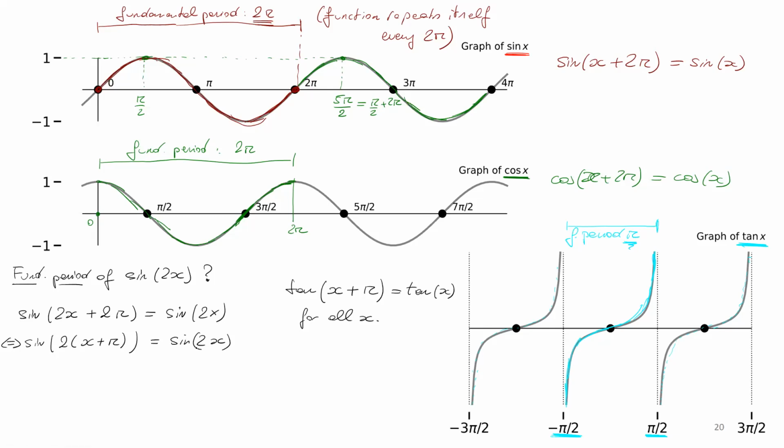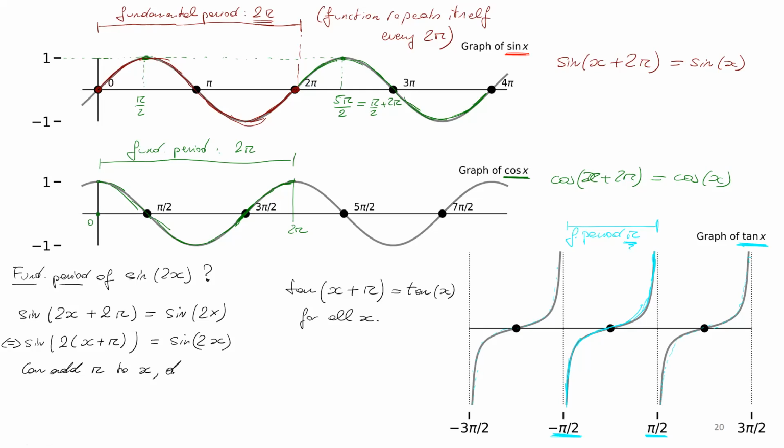So what this tells us in human language is we can add pi to x, and that doesn't change sine 2x. So from that, we have that the fundamental period is equal to pi.